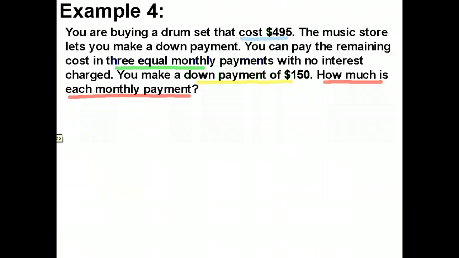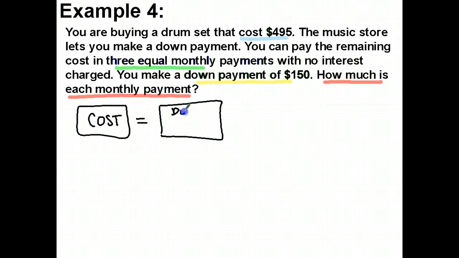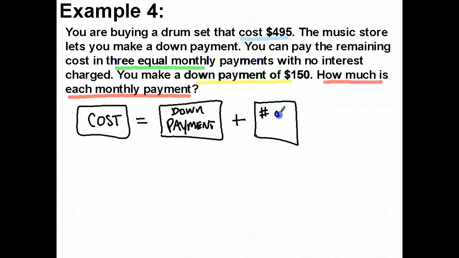So what I would start out on this and do is I would do a verbal model. So we're going to say that the cost of our drum set is going to be equal to our down payment. And down payment is just the money we pay at the start to say that we are going to complete the rest of the payments and that we want this item. So we have our down payment plus, and it is going to incorporate the number of months times our monthly payment.